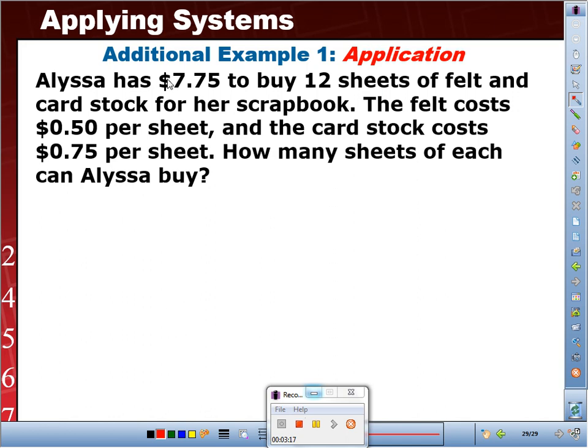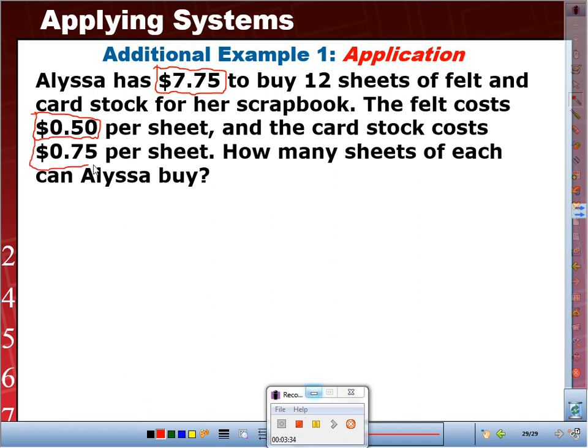First thing that calls my attention is how much Alyssa's going to spend. So I'm going to box $7.75. That's the total that she's going to spend. What other information is important here? Since I started with money, I'm going to box 50 cents, and I'm going to box 75 cents. All those with red. So if you have your colored pens, use those.